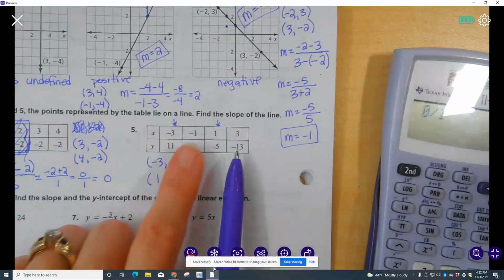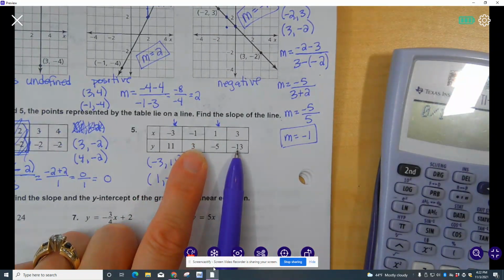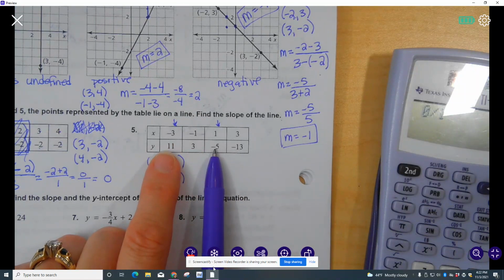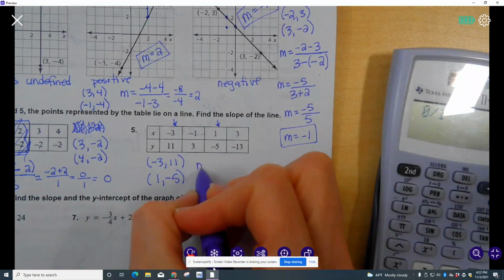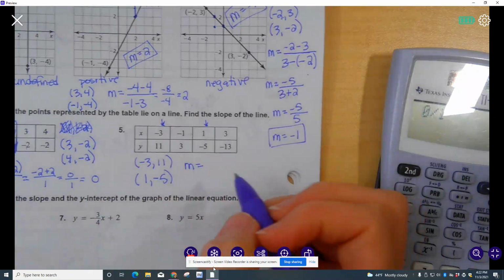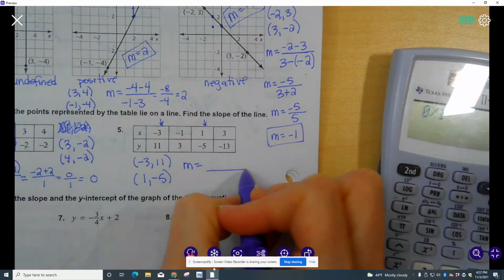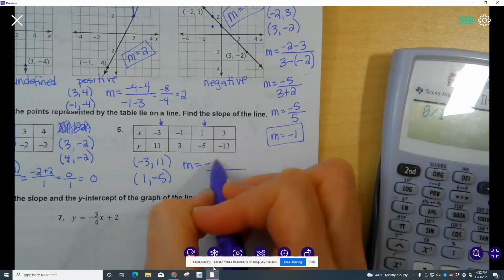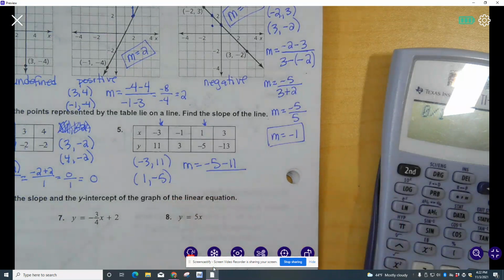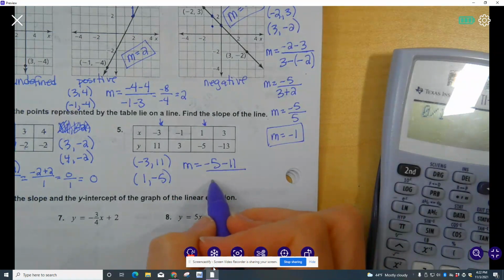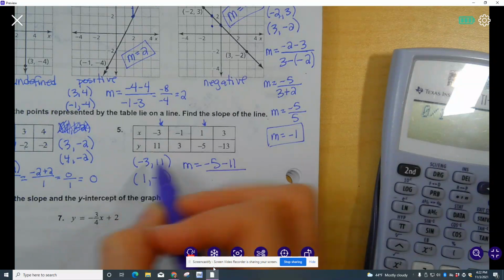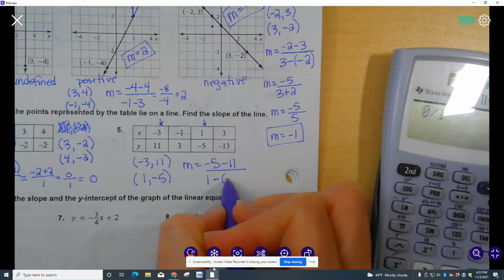So if someone else found slope using these 2 points, they would get the same number I'm going to get finding slope using these 2 points. Okay, write them on top of each other, just like this. Draw your big fraction. y2 minus y1, negative 5 minus 11, all over x2 minus x1, 1 minus negative 3.